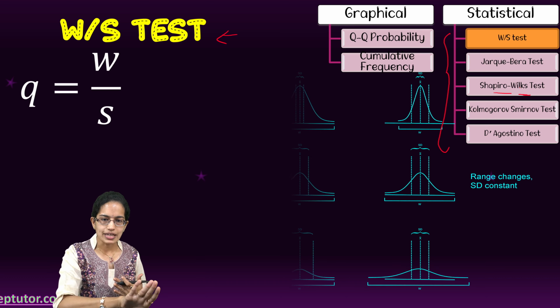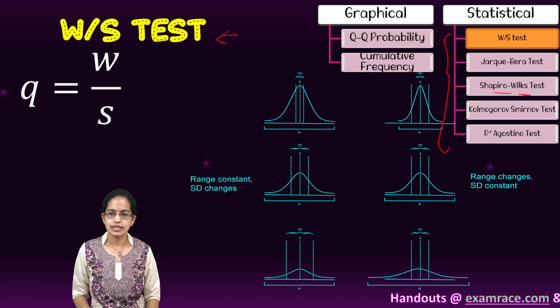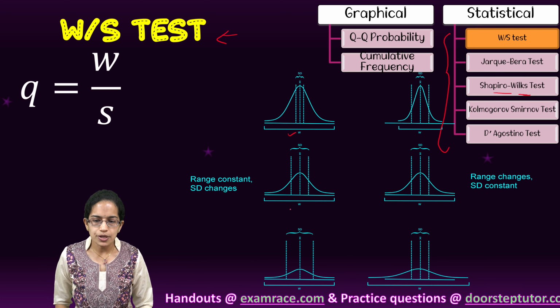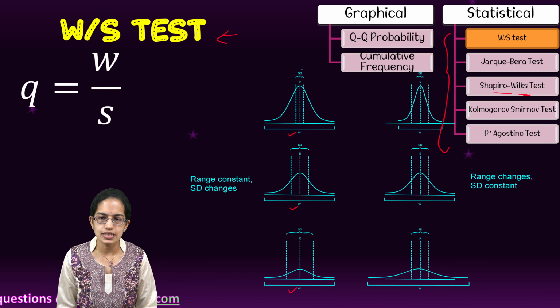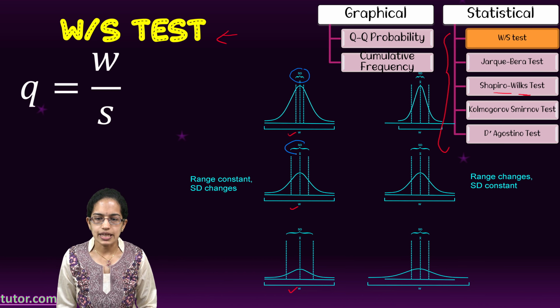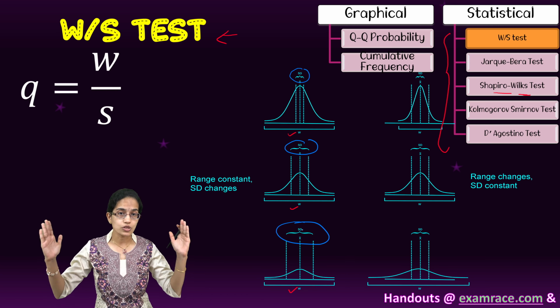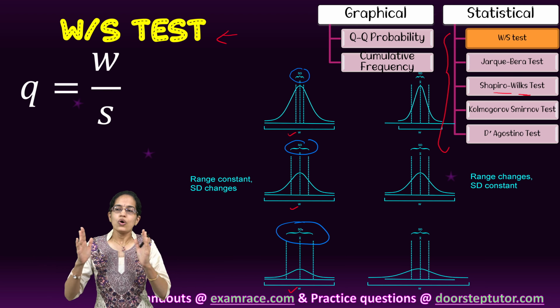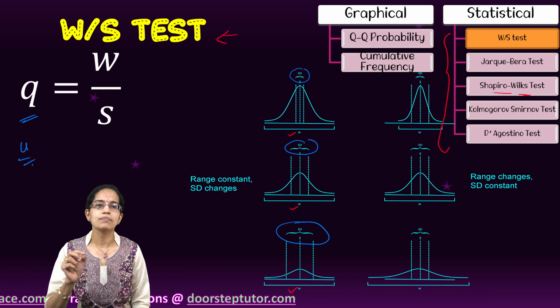Now here, as you can see in this diagram, I have two different columns. The first column shows the same range. So the W remains the same in the three cases; the range is the same, but the standard deviation varies. In the first case, the standard deviation is less. In the second case, the standard deviation is more. In the third case, the standard deviation is even more. But the total range, the highest and the lowest values, remain the same. So, this is the Q that you would find out, which is also written as U in much of the literature.